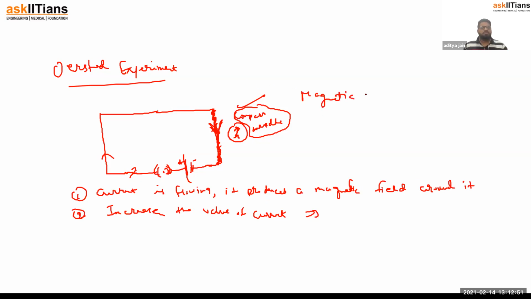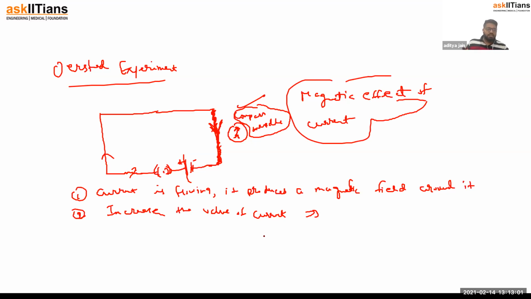So this effect was given by Henry Oersted by this experiment. Now the second conclusion is that when he increases the value of current in the circuit by increasing the voltage of the battery, the deflection in the needle was more.